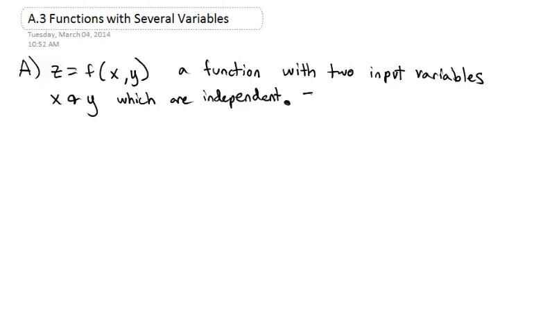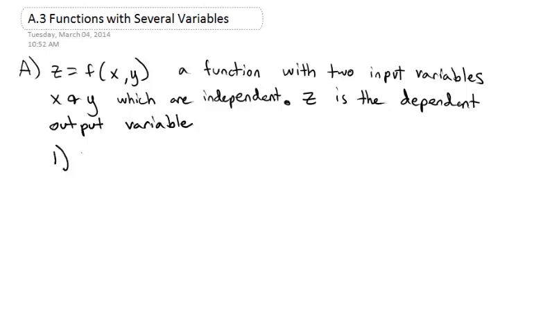Then we have this variable z, which is the dependent, if I can spell dependent, output variable. So basically we're going to see the x and y as variables inside the function. We'll get some output of z.